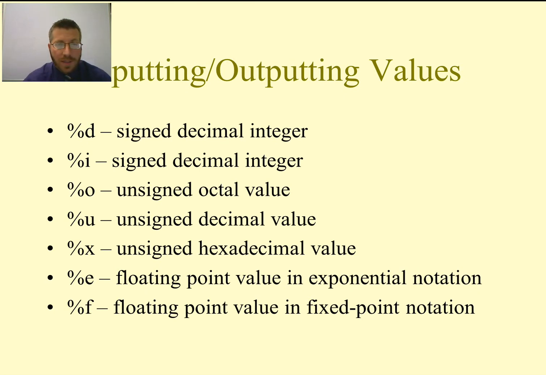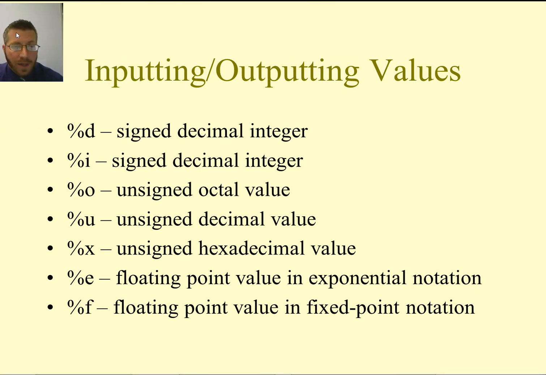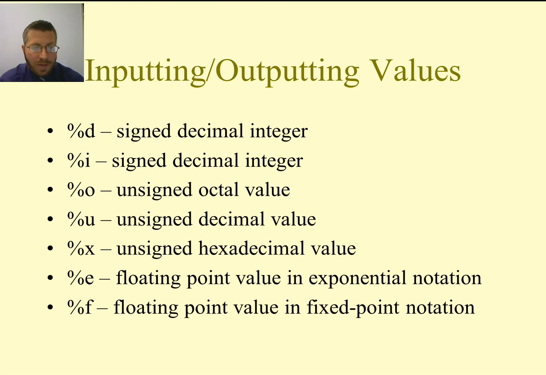We have all of the same control characters for reading values in as we had for outputting in our printf statement. So you see here that we have the %d or %i used for signed decimal integers. We typically use %d for that one. We can read in octal values from the user with a %o. We can read in decimal values that are unsigned with %u. %x will read in hexadecimal values for us.